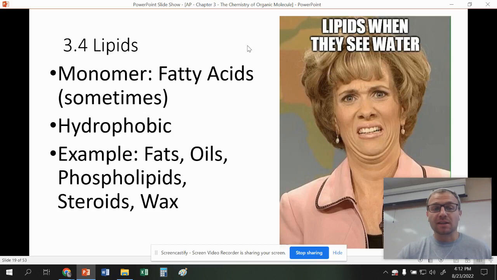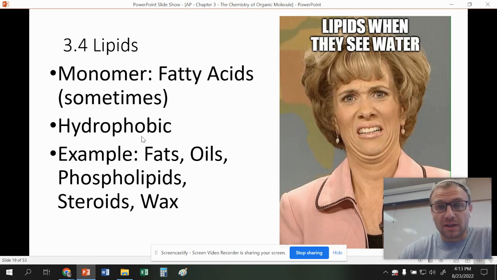All right, let's talk about lipids next. Lipids are a kind of weird group of macromolecules. Their monomer is fatty acids, but only sometimes. I'll explain more of that, but with every other group, like proteins, it is always amino acids. This group, it's not always fatty acids, it's sometimes, but let's just talk about it.